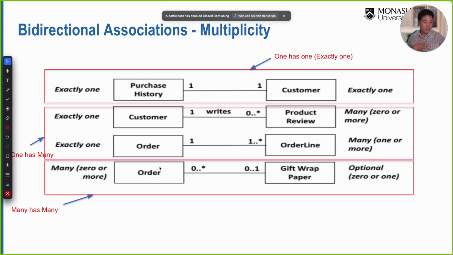0 or more orders can have 0 or 1 gift wrapper, gift wrap paper. So whether I bought a product or not, I can also decide whether I want to have a gift wrapping or not. It really depends. Let's say I buy a jar from David Jones. I can either have a gift wrapping or not at all. Does it make sense here? One has one, one has many, many has one, many has many.